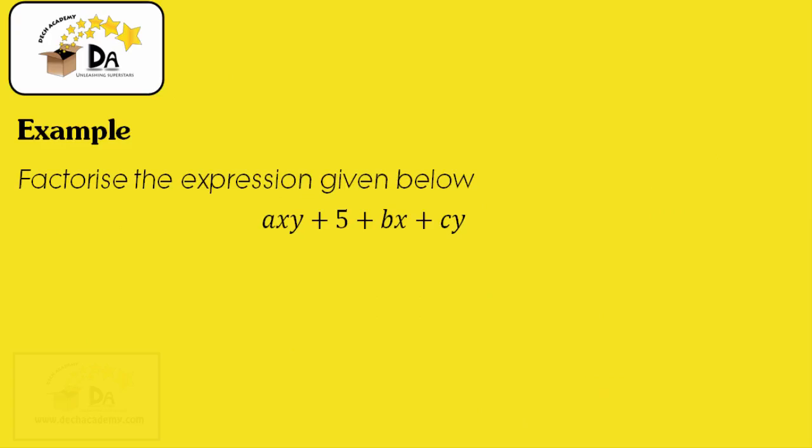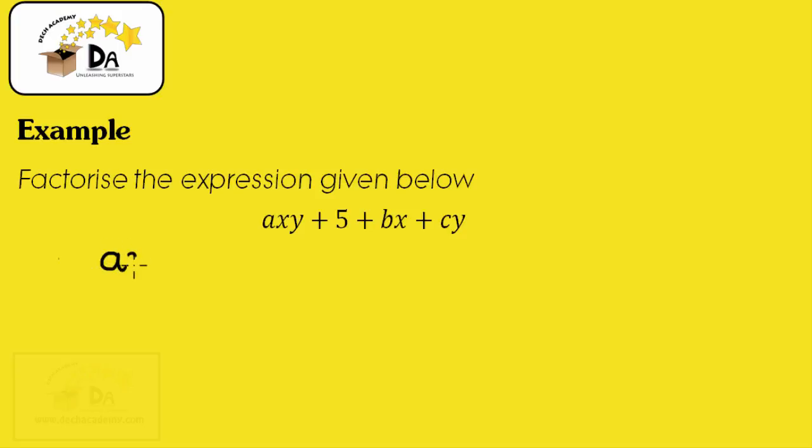Here's another example. We need to factorize the given expression. The expression is axy plus 5 plus bx plus cy. And the first thing to do when factorizing an expression is to determine the HCF of its terms. So that's what we're going to do. The HCF of the terms in the given expression can be determined by writing out each term as a product of its prime factors and variables.